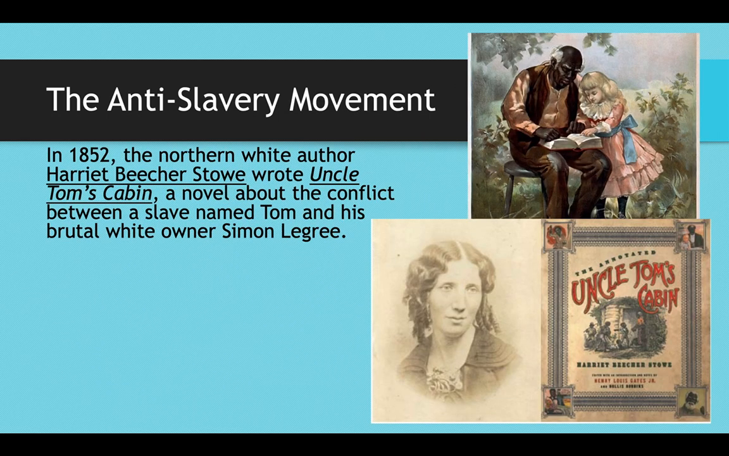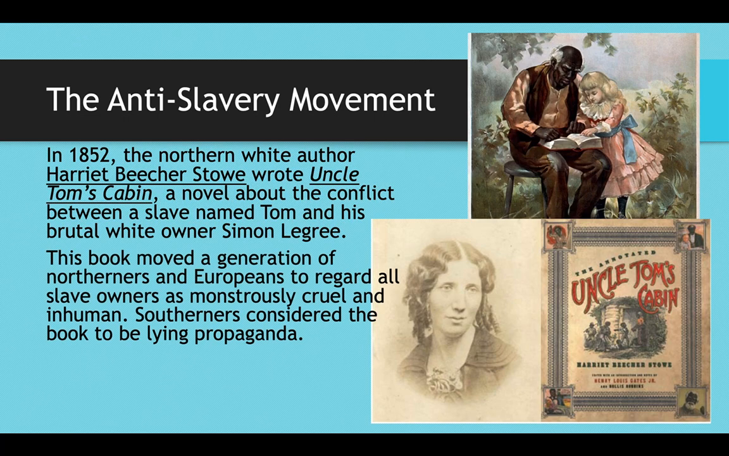Now, in 1852, a Northern white author named Harriet Beecher Stowe wrote a classic novel that made a massive impact, and it was called Uncle Tom's Cabin. And this was a novel about the conflict between a slave named Tom and his brutal white owner named Simon Legree. The book describes the horrors of slavery in very realistic terms and moved a generation of Northerners and Europeans who previously had no idea how slaves were actually treated. It moved them to regard all slave owners as monstrously cruel and inhuman.